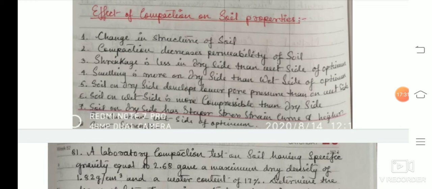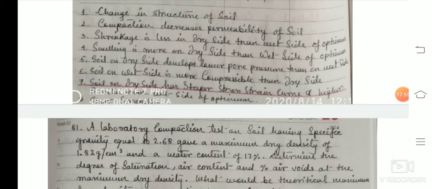For the same density, fine-grained soil samples which are compacted on the dry side of optimum are more permeable than the soil which is compacted on the wet side of optimum. What is the reason behind this? This is because the soil has a flocculated structure on the dry side of optimum and a dispersed structure on the wet side of optimum. Hence, it contains more voids on the dry side than the wet side. Hence, the permeability will be greater on the dry side of optimum than the wet side of optimum.